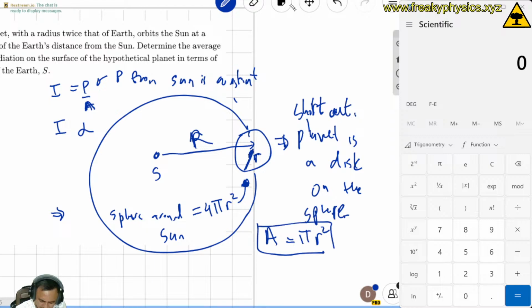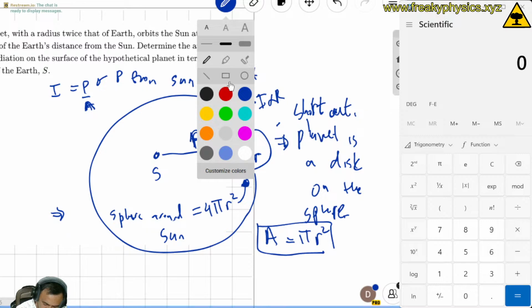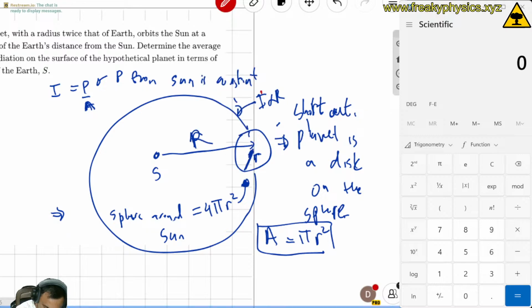One last thing here is that the intensity depends on R. I think I'll change color on that one. So again, the intensity is proportional to big R, the distance from the sun. But the actual amount of power received by the planet is proportional to, well, r squared, should be r squared here. The power received by the planet is proportional to small r squared.